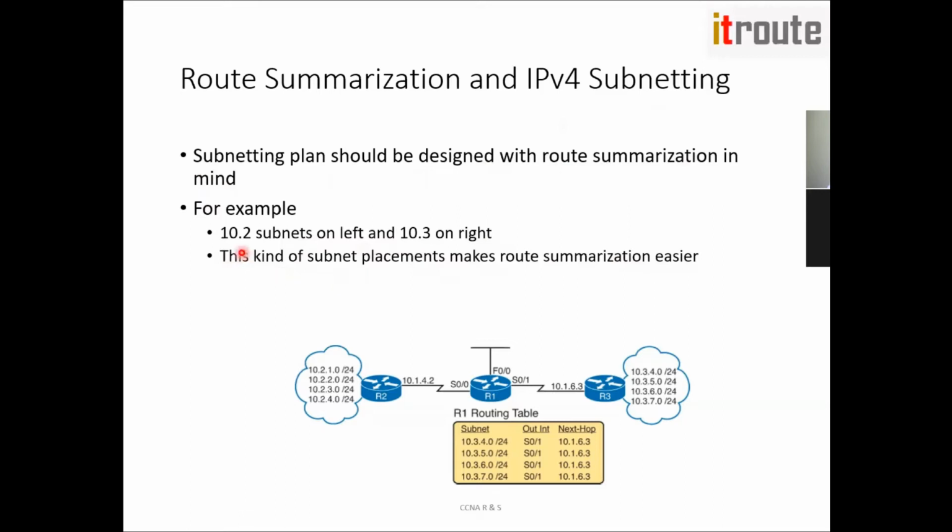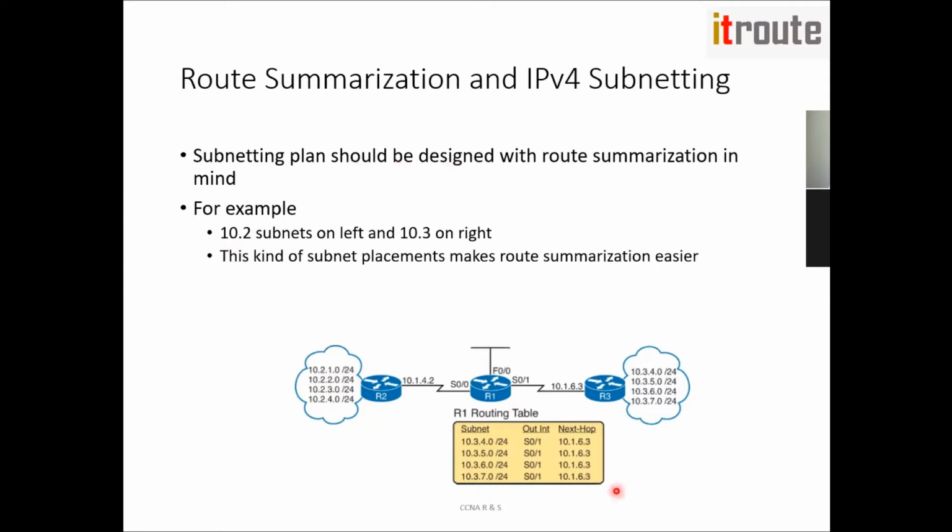If somebody plans subnets like 10.3.4.0, 5.0, 6.0, 7.0, then they can do summarization. But if somebody does it differently, like this one is 10.1 something, another one is 11, another is 12, then you will not be able to create the summary route. So it is important, and it is related to subnet design.